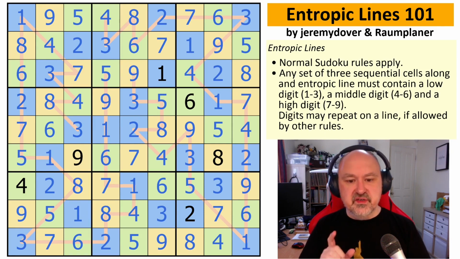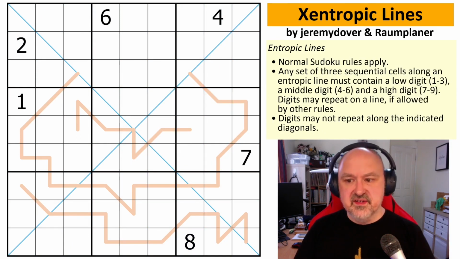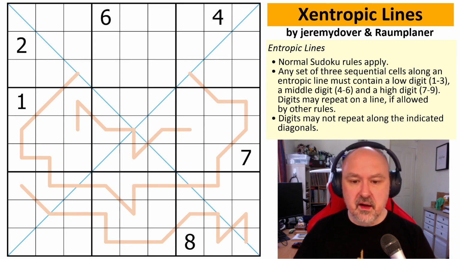Well, I'm now going to pause and reset to the second puzzle, and we will look at that then. Okay, I'm back. So this is either Xentropic Lines or Xentropic Lines. I'm not sure how I'm supposed to pronounce that. Also by jeremydover and Raumplaner.